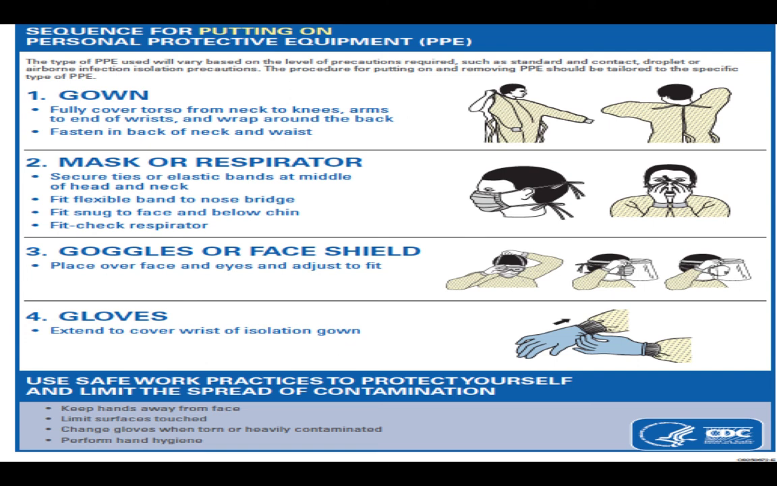If you were to be using all of these PPEs, you would first put on a gown, then you'd put on your mask, then you would put on your goggles or a face shield, and lastly, you would put the gloves on. So keep in mind that when you are in PPE, it is important to keep your hands away from your face, limit the surfaces that you touch, and change gloves if they become torn, or if they are heavily contaminated. And then again, just perform hand hygiene.